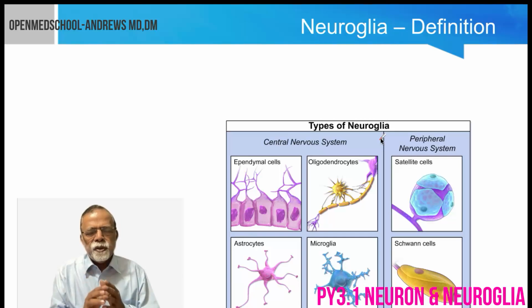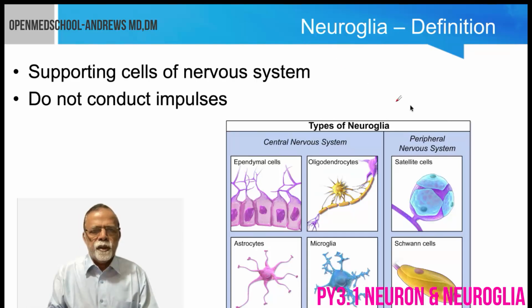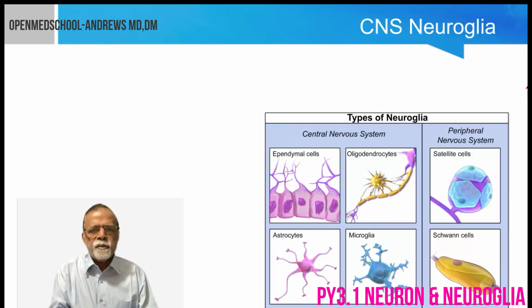The nervous tissue contains not only neurons, it contains supportive cells. The supporting cells are called the neuroglia. They are the supporting cells of the nervous system. They are not part of the conduction of impulses. So remember, they are not part of neuronal conduction. It is only supporting cells. The neuroglia or the supporting cells in the central nervous system and peripheral nervous system are different.